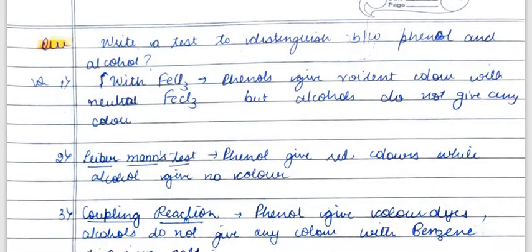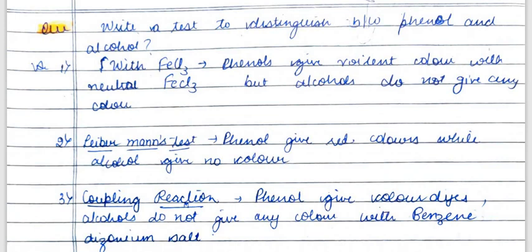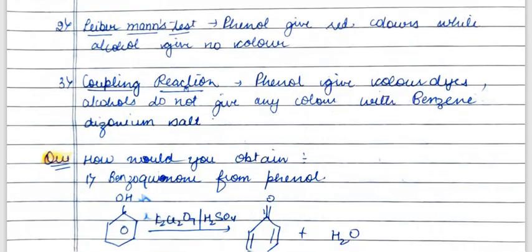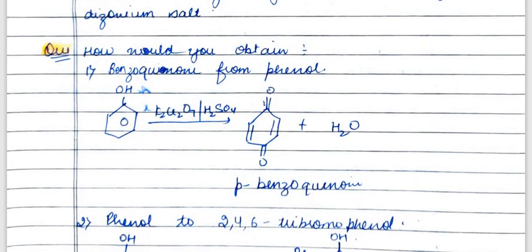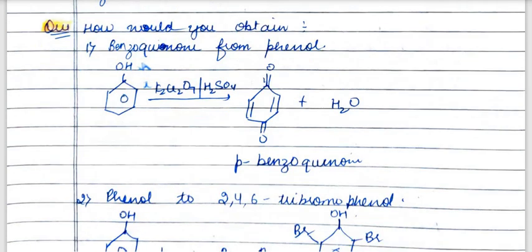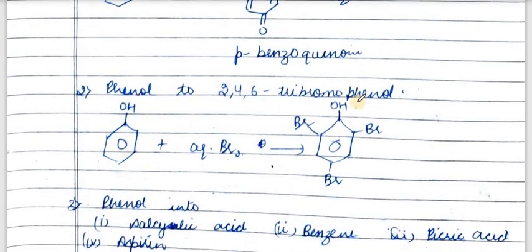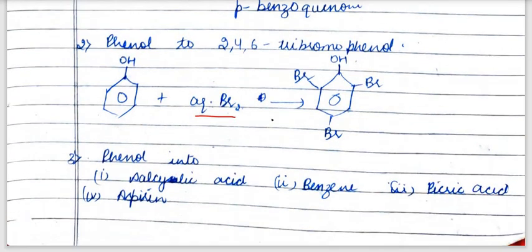Now comes the test to distinguish phenol and alcohols. We have done so many tests by which we can easily distinguish, that is with ferric chloride, Liebermann test, and then coupling reactions, then benzoquinone from phenol. Now how would you obtain benzoquinone from phenol? We have already done this in a previous reaction. Now this can also be written, that is phenol to 2,4,6-tribromophenol. We have done this with aqueous bromine, we get tribromophenol. Then how to convert phenol into salicylic acid, benzene, picric acid, aspirin, this can also be asked.